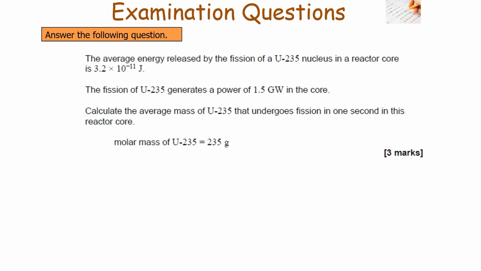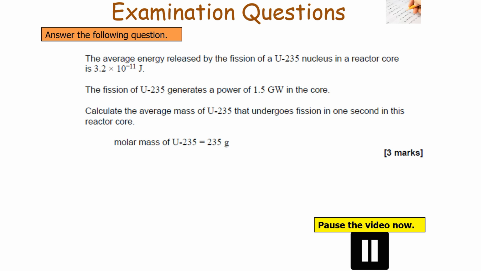Next question. The average energy released by the fission of a uranium-235 nucleus in a reactor core is 3.2 times 10 to the minus 11 joules. The fission of uranium-235 generates a power of 1.5 gigawatts in the core. Calculate the average mass of uranium-235 that undergoes fission in 1 second in the reactor core. So pause the video now, then unpause the video when you want to go through this answer.